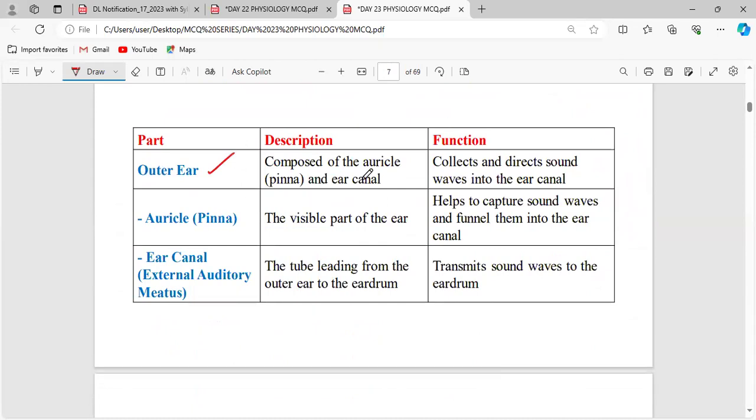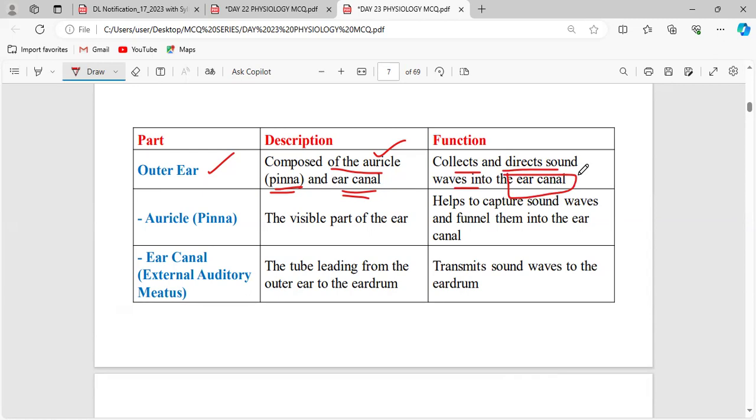Now, related to the outer ear. So this is the ear. It is composed of the auricle, that is the pinna, and the ear canal. The function performed by the outer ear is that it collects and directs sound waves to the ear canal.